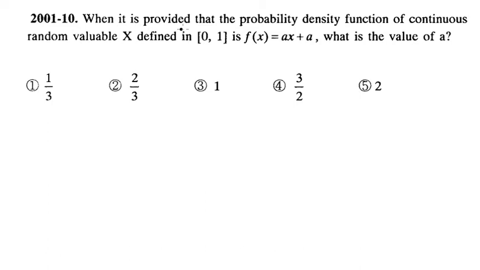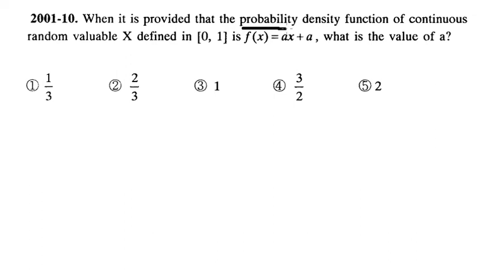It is provided that the probability density function of a continuous random variable X, defined from 0 to 1, is the function ax plus a. What is the value of a? Now I want to show you how to answer.